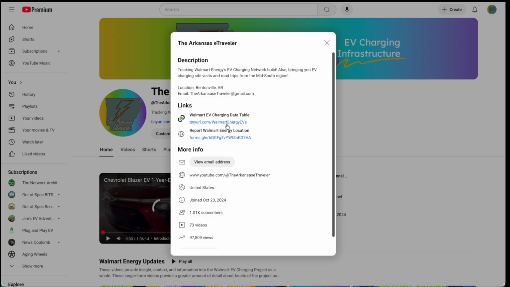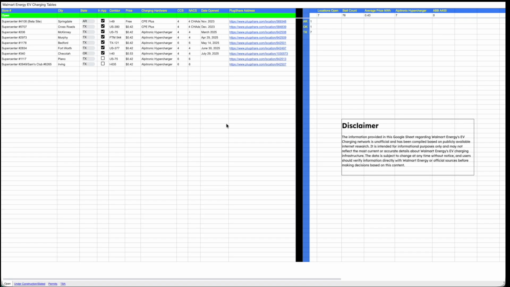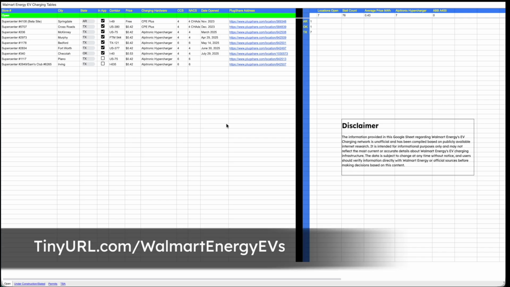This is how you can access the latest information that I have about Walmart Energy. Now, you can do this at any point during the week, and that's kind of the point here. I do not want to keep information away from anybody that I have because it's important, and my time's going to be spread thin. So if you ever want to check it out, go to tinyurl.com/WalmartEnergyEVs, and it will bring you to this page.